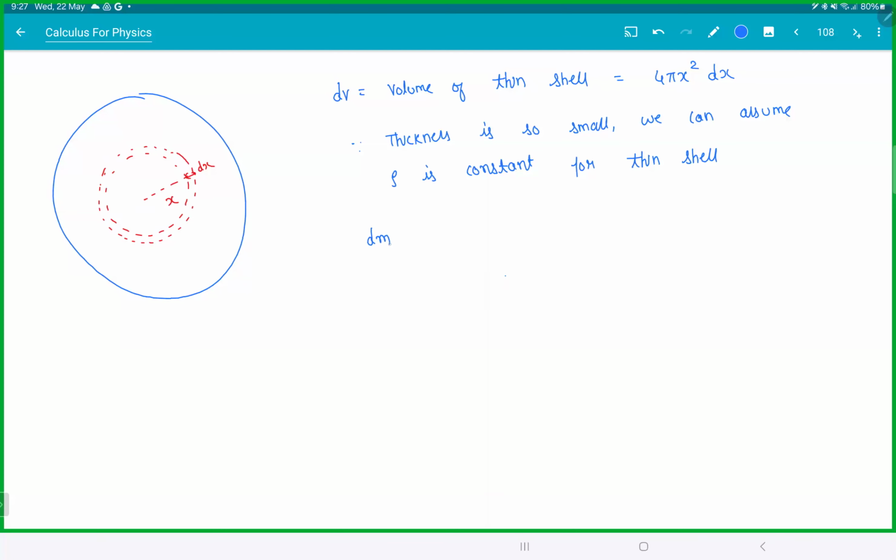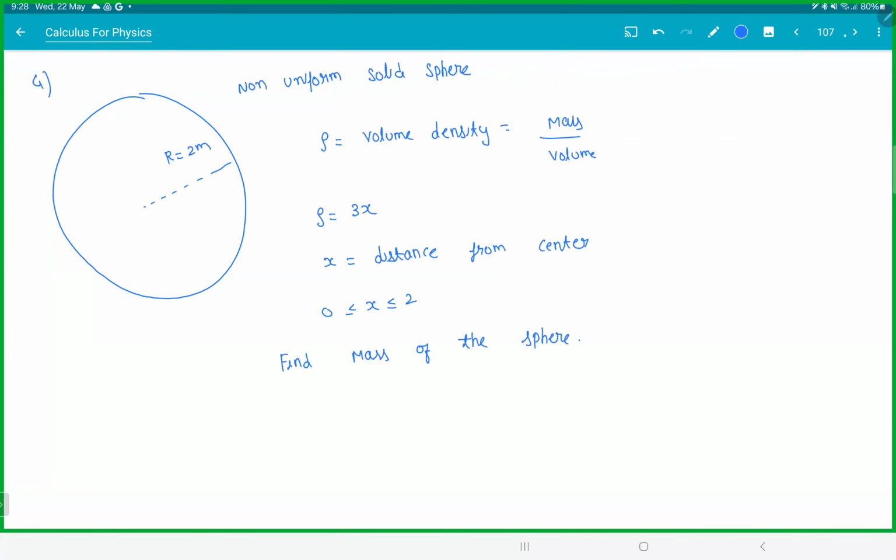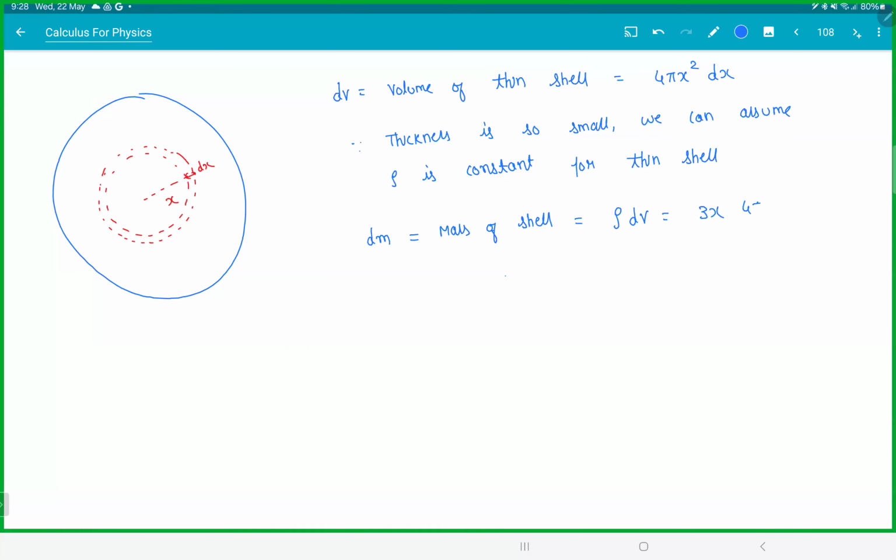So the mass of this shell, dm. See, it is important you always take a small thickness. Why are you taking thickness? If you don't keep thickness, how will you get layer upon layer, right? So the mass of the shell is rho into dV. Rho is 3 into x. dV is 4 pi x square dx. Bas ho gaya, you created the function. So the mass of the sphere is the summation, integral of dm, 4 times 3 is 12 pi integral x cube dx. Limits will go from 0 to 2. The value of x is going from 0 to 2.